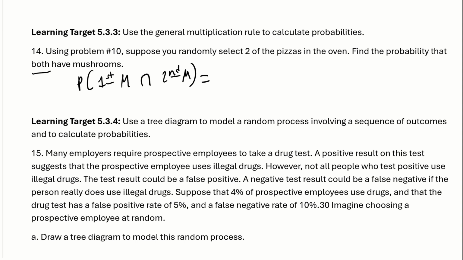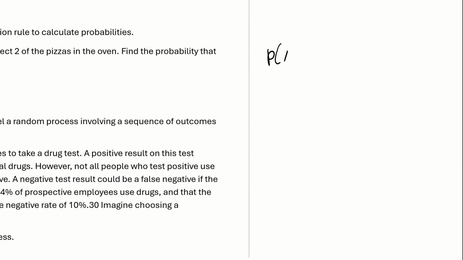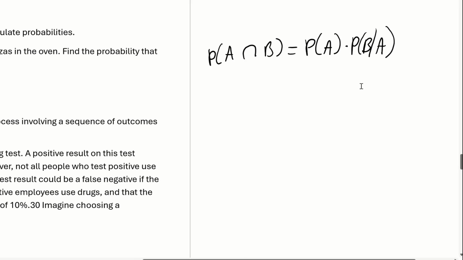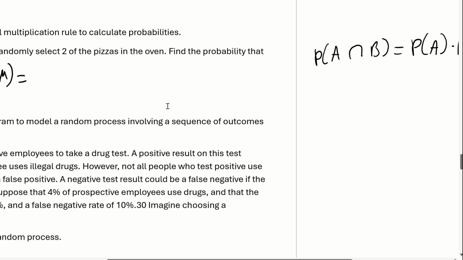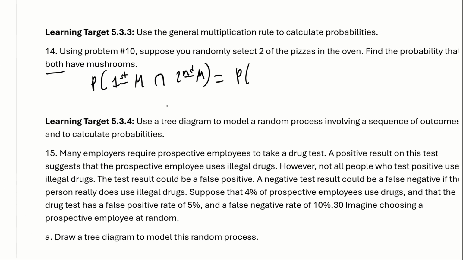So in this case, the general multiplication rule is as follows: the probability of A and B is equal to the probability of A times the probability of B given A. That's the formula for the general multiplication rule. So we just got to do the probability that the first is mushroom times the probability that the second is mushroom, given that the first is a mushroom.